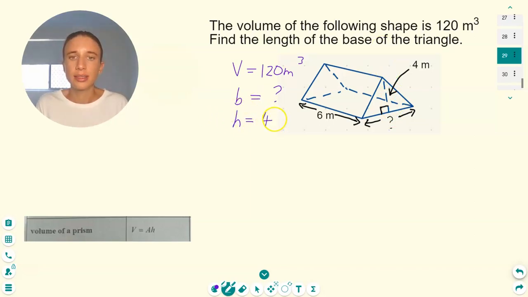The height of the triangle, the 2D triangle. All right. So just recall in prisms that the 2D base should be the same shape on either end. That's how I know that that's the 2D base shape. All right, so I make sure that I write that down.